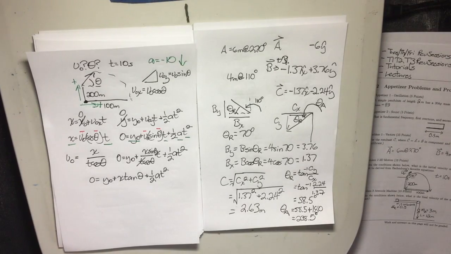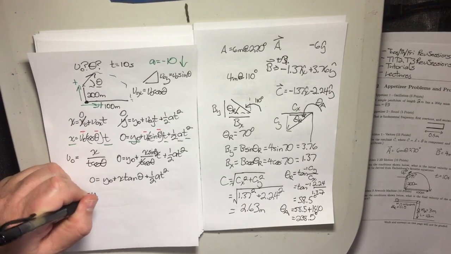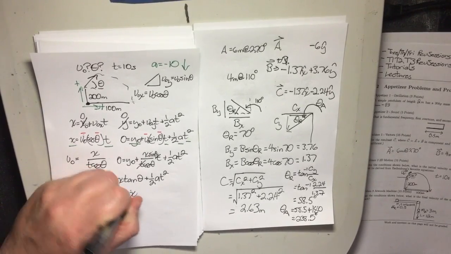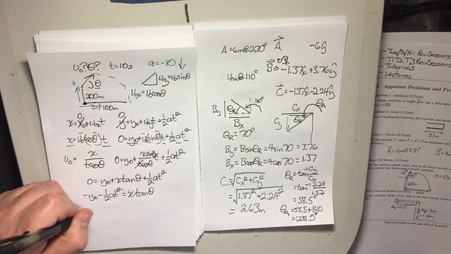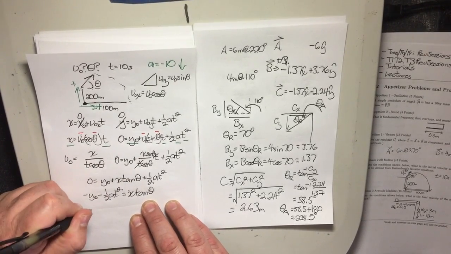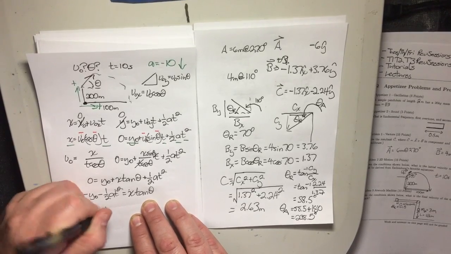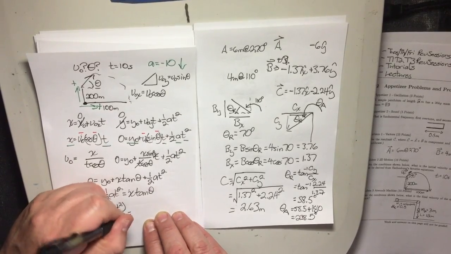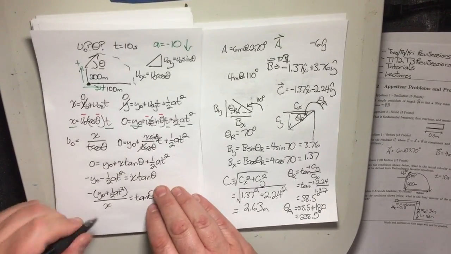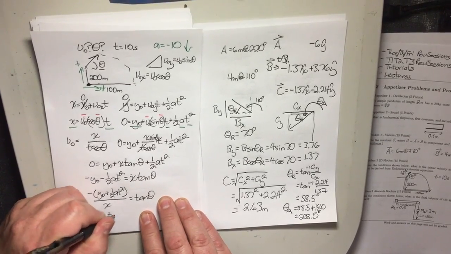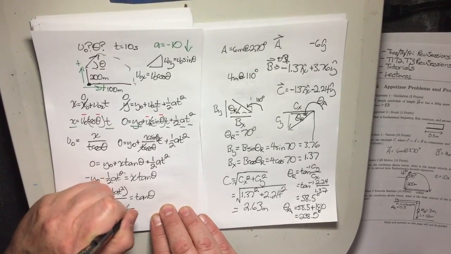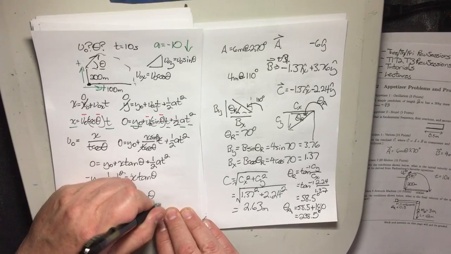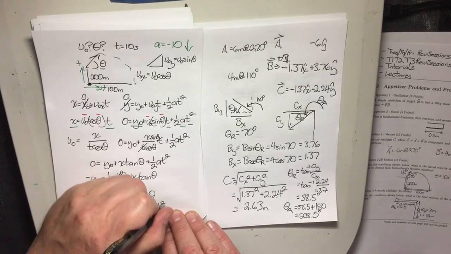I've got everything except for theta. So minus Y naught minus 1/2 AT squared is equal to X tan theta. Minus Y naught plus 1/2 AT squared divided by X is equal to tan theta, and theta is inverse tan of minus Y naught plus 1/2 AT squared over X.